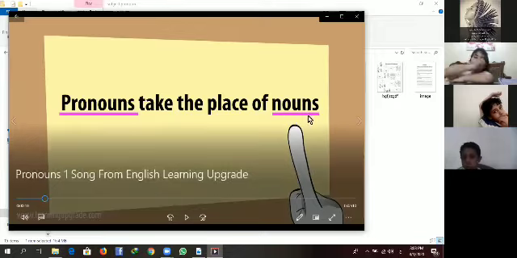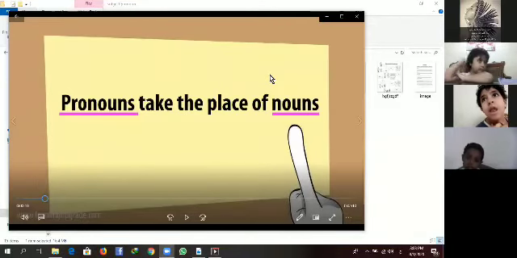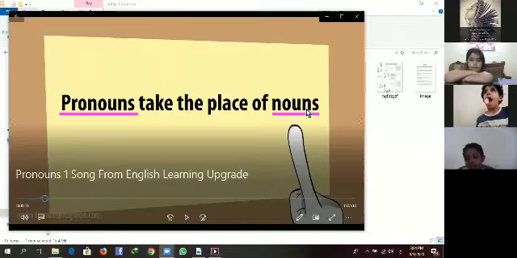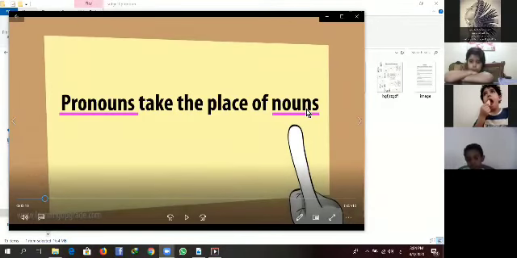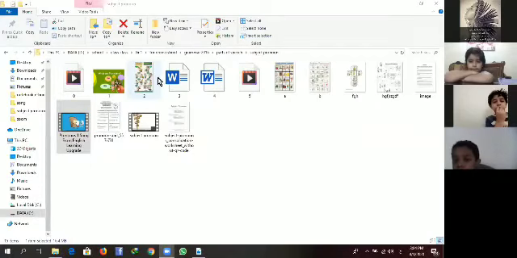What's the meaning of noun? We said before that noun means name. Names of animals, names of places, names of things, person, and all the names around us, we call it nouns. So if I want to not repeat the name, what shall I put instead of it? I have to replace it with a pronoun. So let's take some pronouns over here.